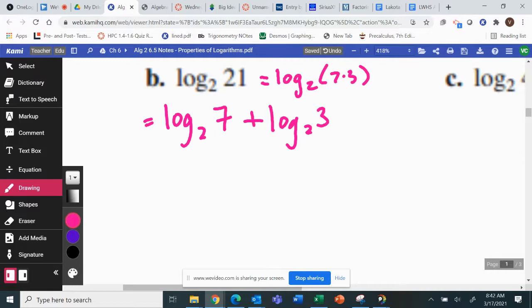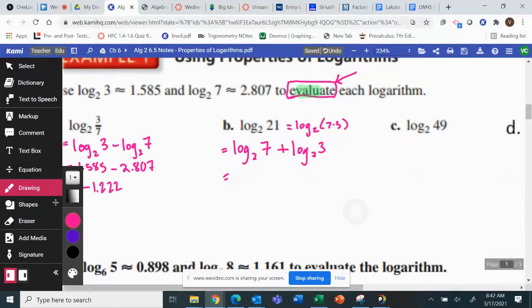So just rewrite it. And then log base 2 of 7 is 2.807 plus 1.585, and I'll just find the answer for you. 4.392. See, we're just using the properties to learn how the properties work. In reality, if I told you to find log base 2 of 21, you would just use your calculator and type in log base 2 of 21. Okay, that's reality. This is just practicing properties so we understand how to use them.